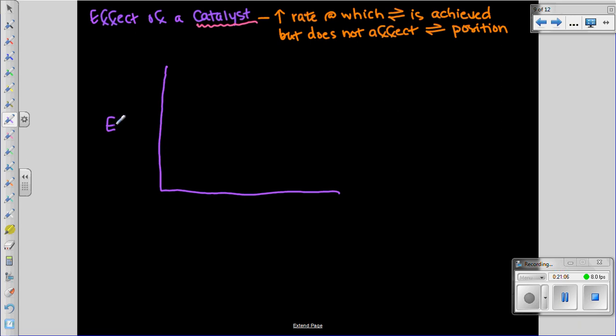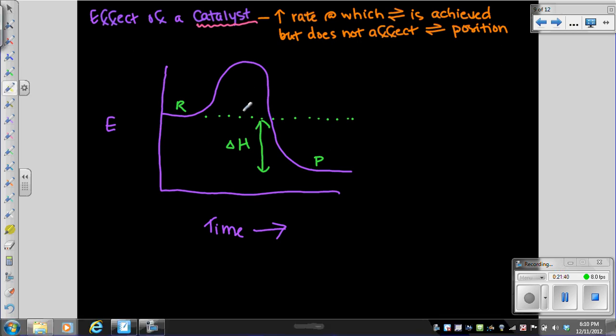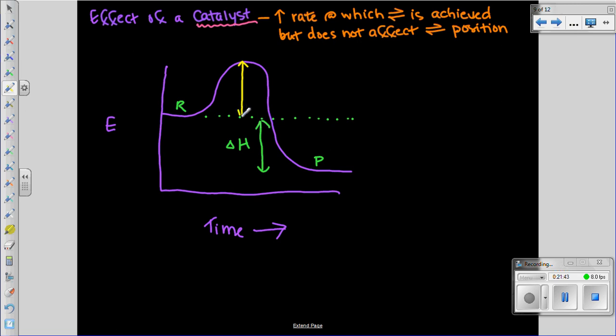So if you think about our activation energy curves or our energy diagrams, I'm going to draw an exothermic one. So this will be our energy diagram. We're starting with reactants here, going to products here. If you remember, the difference in energy between reactants and products is our delta H. And then the height of the hill from reactants to the top of the hill is our activation energy.